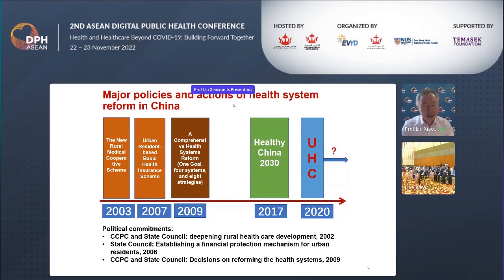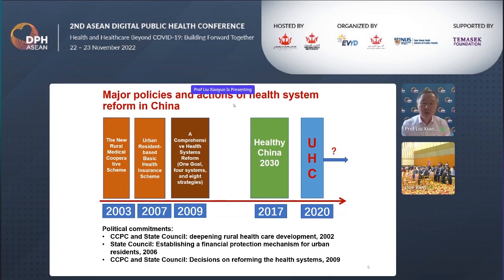And then in the year of 2007, we established another health insurance scheme to cover the urban residents who did not have any formal jobs. And then comes the big overall health system reform in the year of 2009. And then in 2016 and 17, China initiated a Healthy China 2030 Strategy.